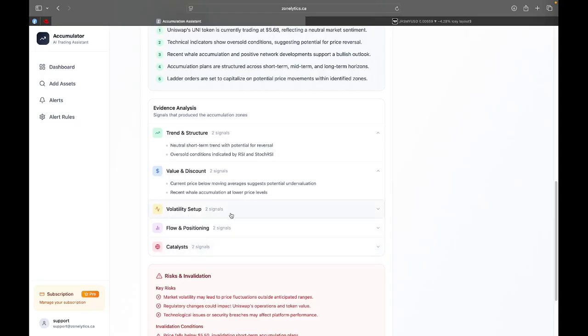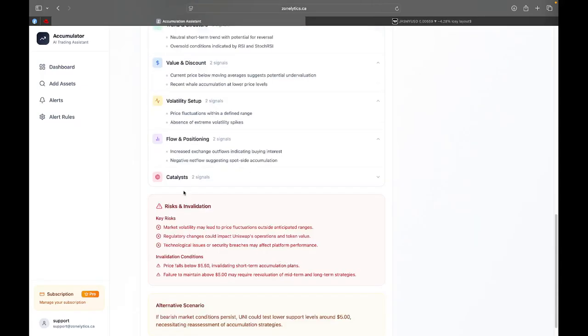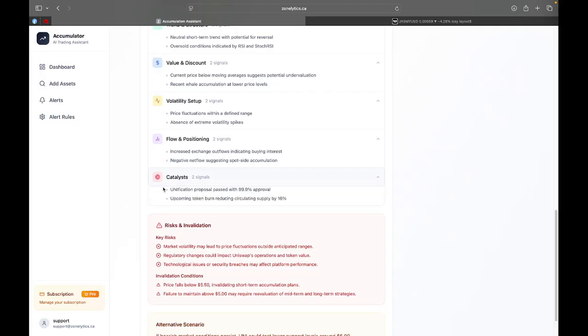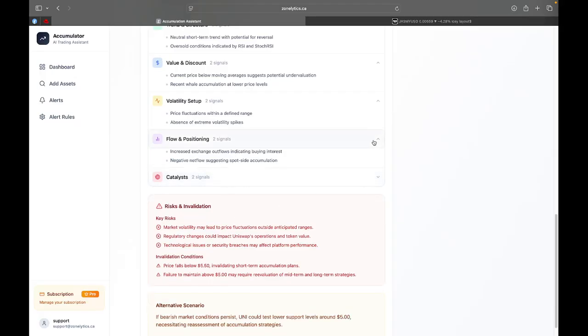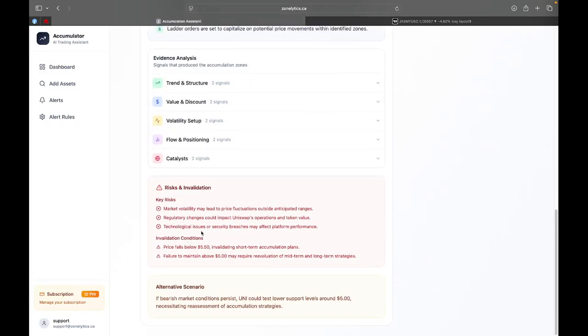Volatility setup. Let's see what we got here. Price fluctuations within a defined range. Absence of extreme volatility spikes. Okay, we got flow and positioning. Increased exchange outflows indicating buying interest. Negative net flow suggesting spot side accumulation. Unification proposal passed with 99.9% approval. Upcoming token burn reducing circulating supply by 16%. Now that's good stuff. We like when things can potentially become deflationary and when it starts burning its token.